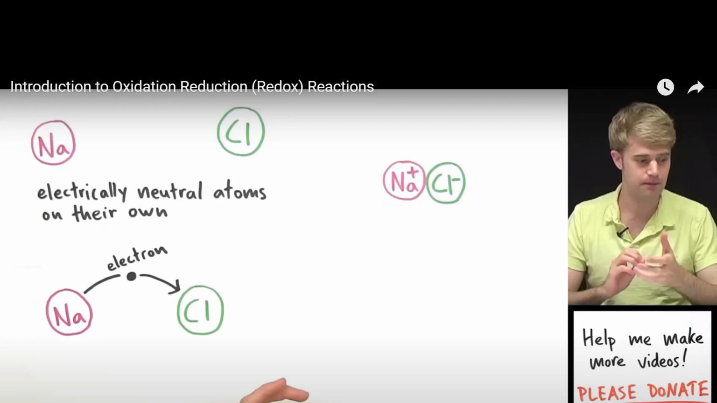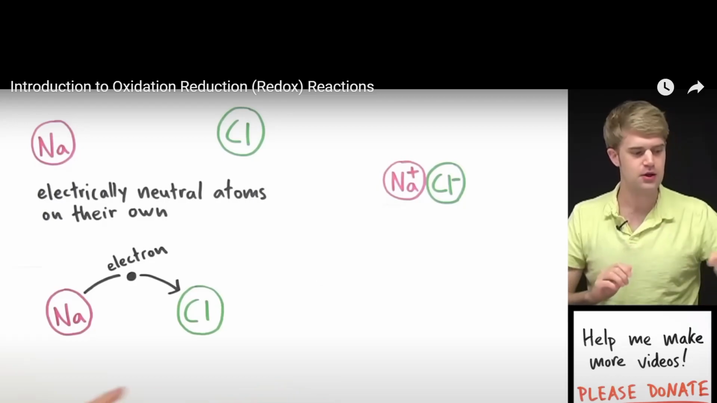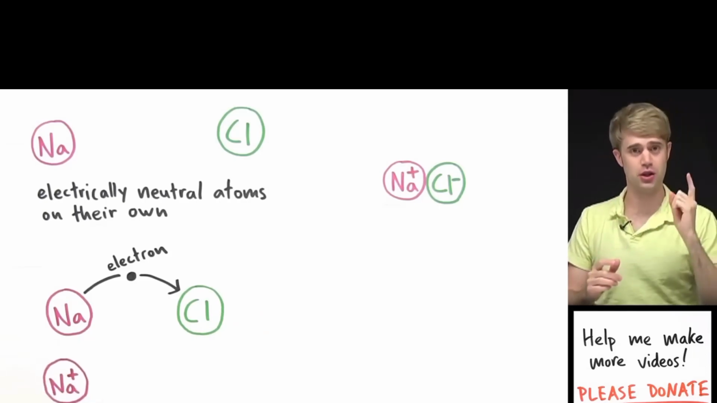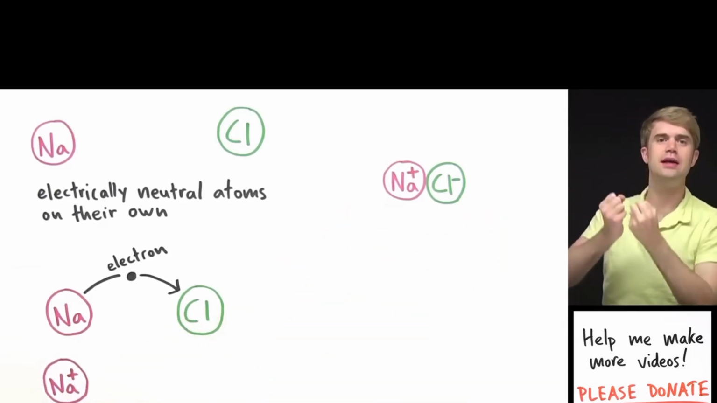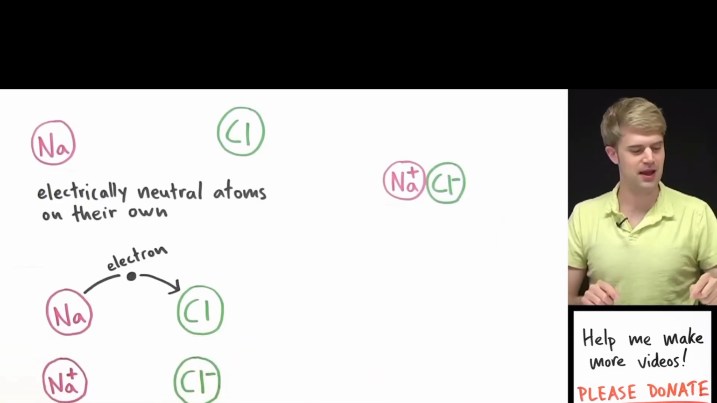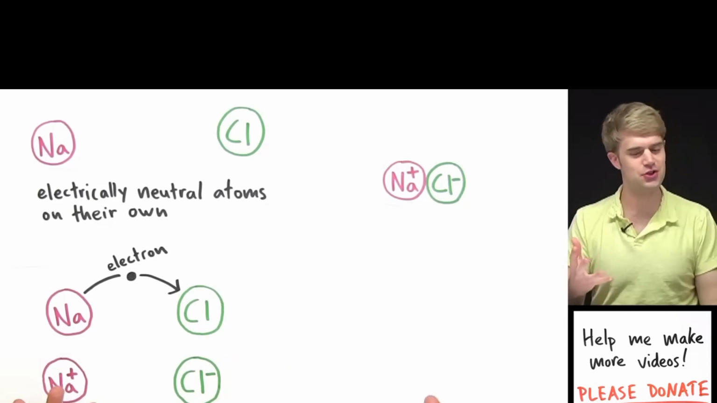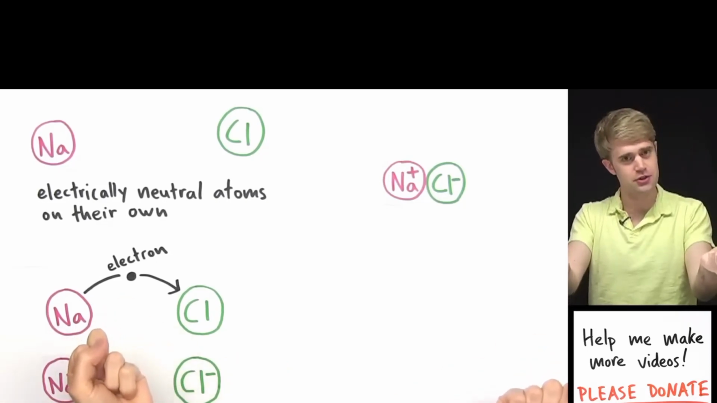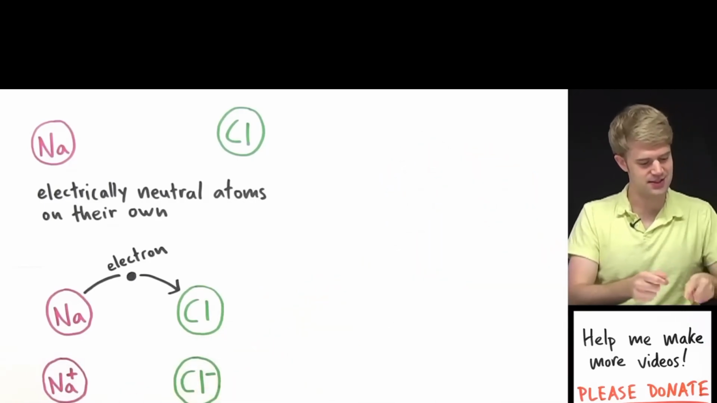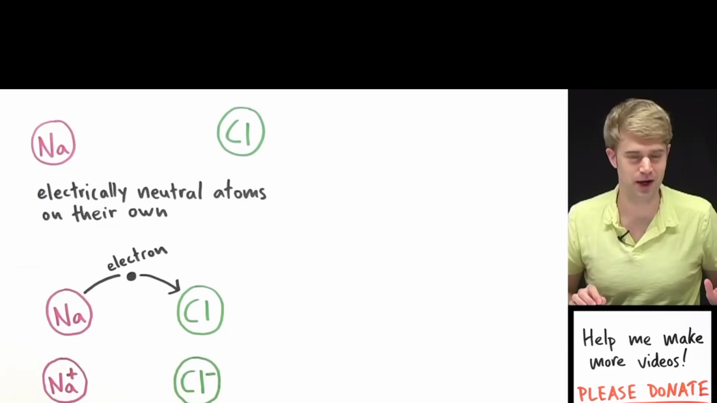Chlorine, what did it do? It gained an electron, and gaining electrons is reduction. GER, G-E-R, okay? Sodium loses one of its electrons, so it becomes Na+1. And chlorine gains an electron, so it becomes Cl-1. Now we have two ions with opposite charges. What do oppositely charged things do? They stick together. So these two ions come together and they stick, making sodium chloride.